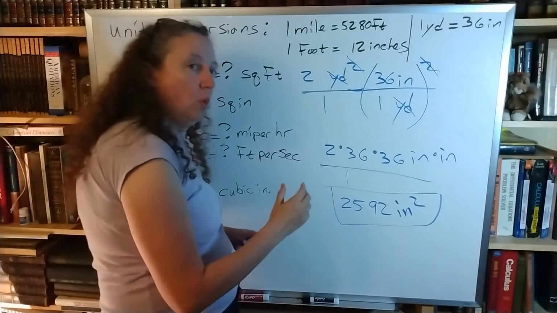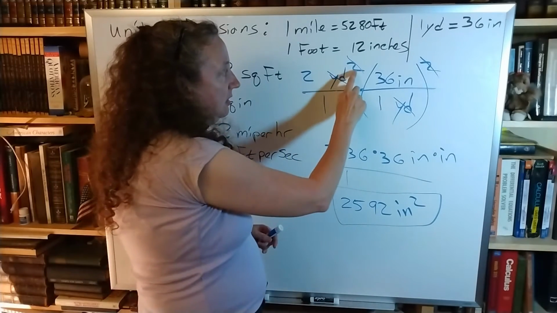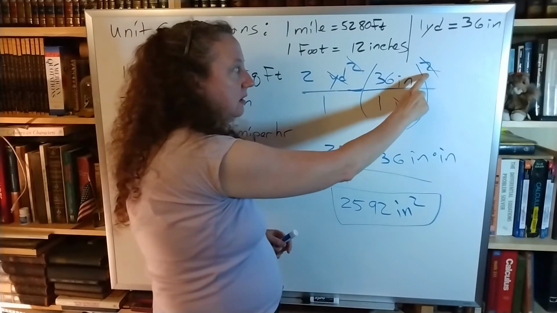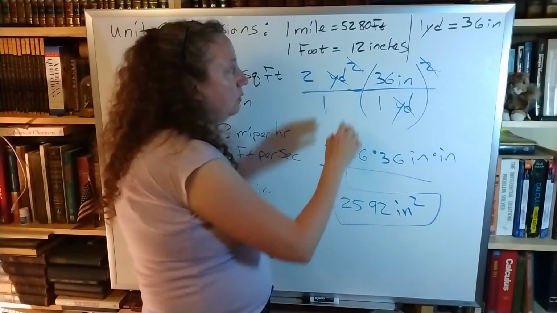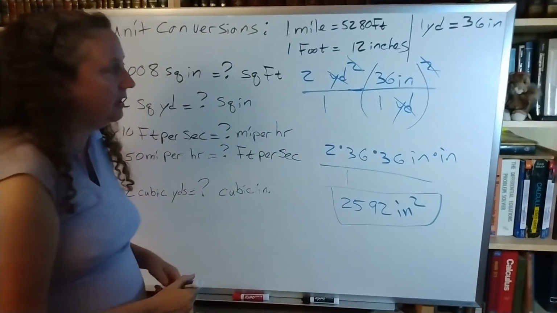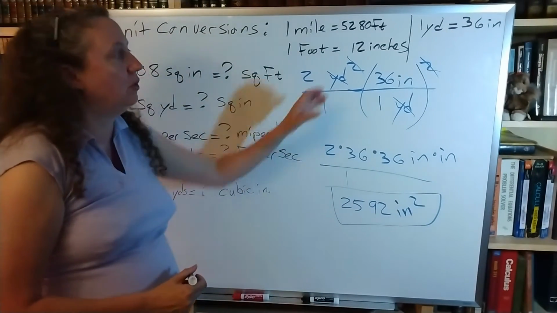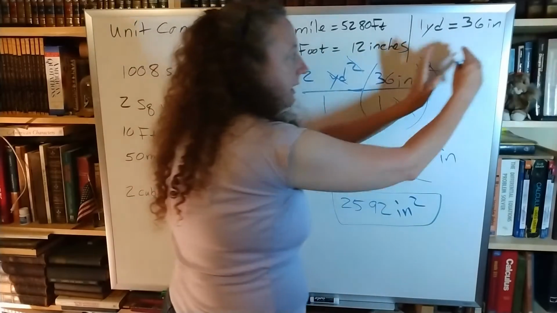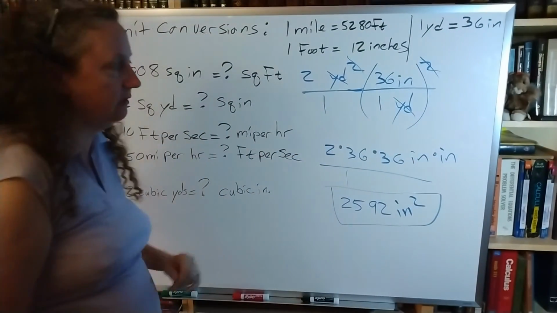So again, what might mess you up with this is because we have that square there, we need a square there, which means we need to take this times itself. And if it helps you, write this twice to make sure that you get it right.